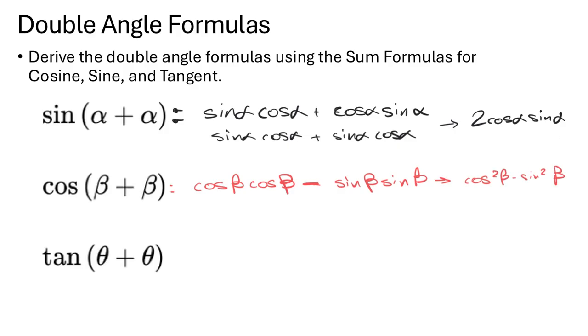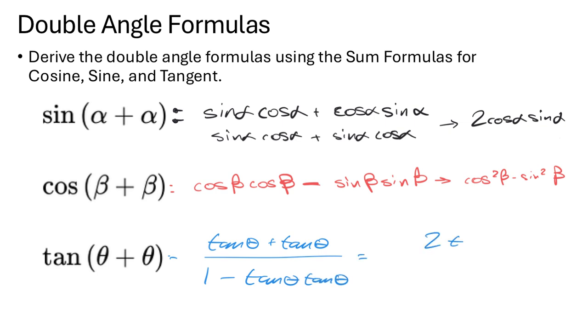And for tangent, we'll switch to blue. We have tangent of theta plus theta. In the numerator, I have tangent theta plus tangent theta, all over 1 minus, because if this is plus here, the denominator has to switch to the opposite sign: 1 minus tangent theta times tangent theta. This can be simplified as 2 tan theta over 1 minus tangent squared theta.